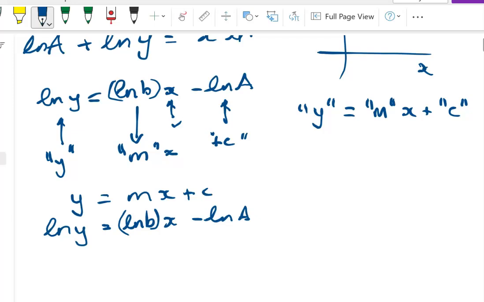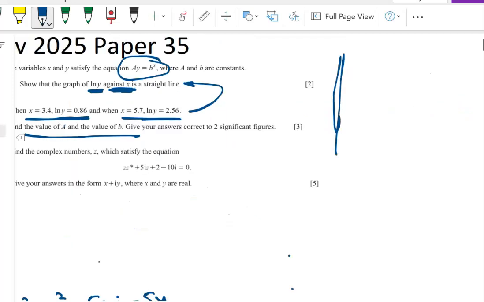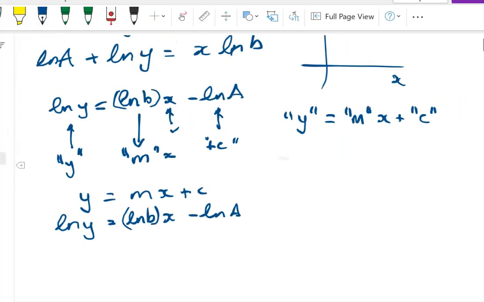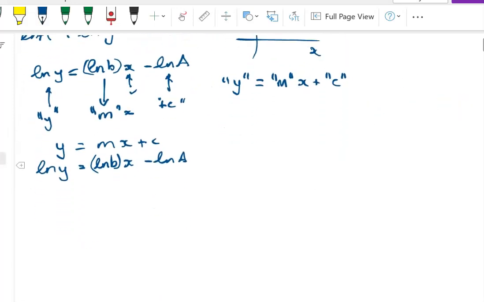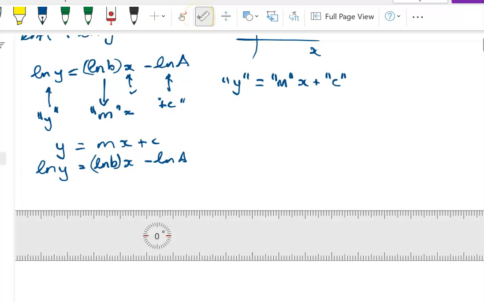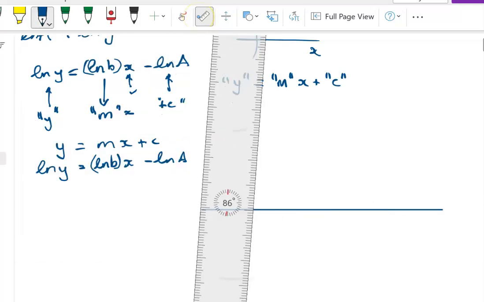I guess if we wanted to, we could plot the 2 points that we're given, and that's a nice thing to do. So let's see what they are. We've got 3.4 and 0.86, and 5.7 and 2.56. You don't have to do this for the question, but I've got time in this video, so let's have a look at what's happening.